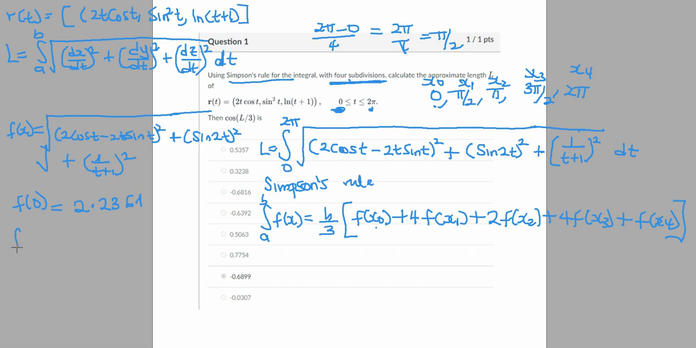Now you find f of x1 also, and your x1 is pi over 2, f of pi over 2. You substitute pi over 2 into this function to see what you're going to have. You're going to have 3.1656. So substitute pi over 2, which is 90, inside this function, but use pi over 2 directly. Use pi over 2 here.